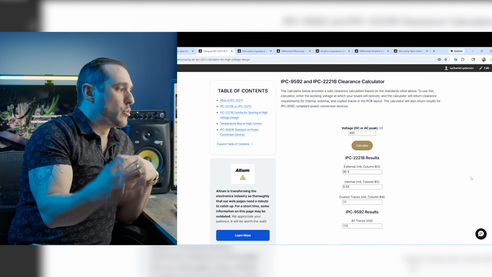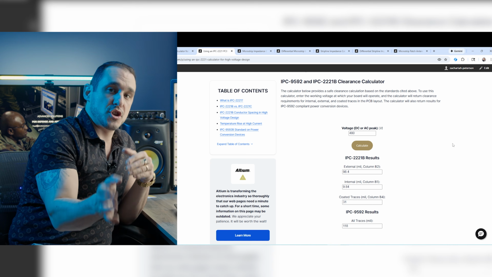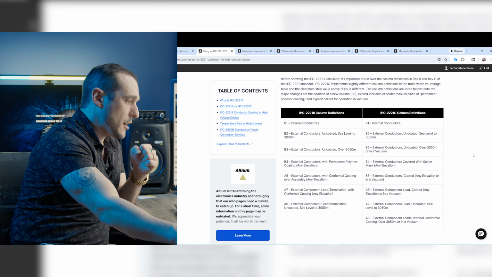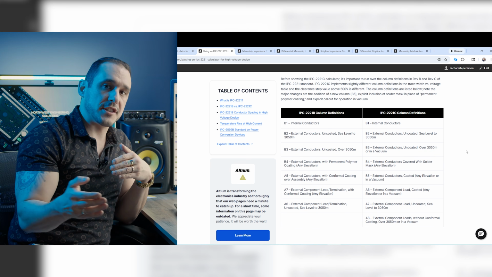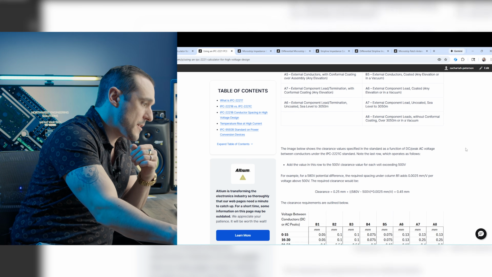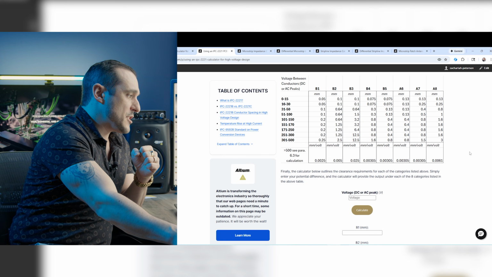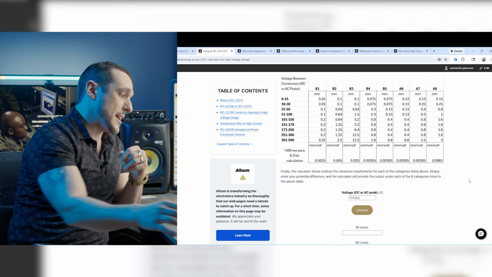Now, recently there was a new revision of the IPC 2221 standard that was released, and that is revision C. And in revision C, there are some additional definitions for conductors that are used to then determine the required clearances between conductors at different voltages. And that data has been compiled into this table, and this was done by Caleb Buck, who was one of our Altium On Track podcast guests.